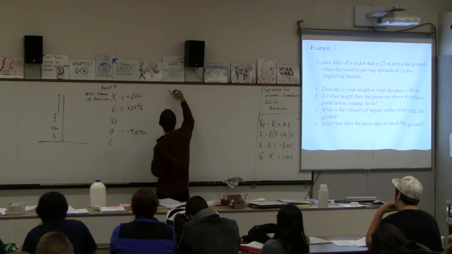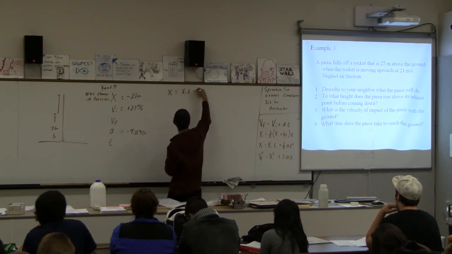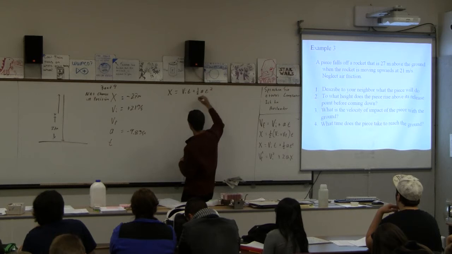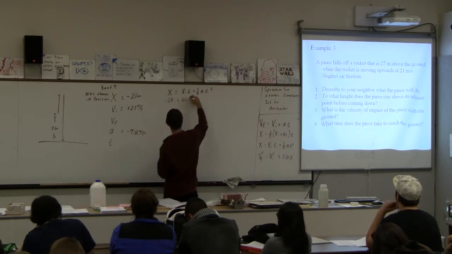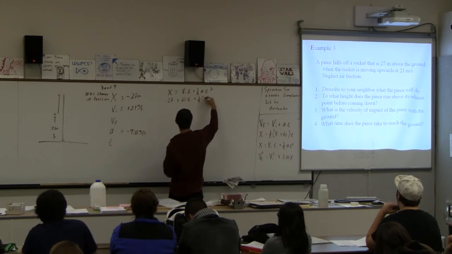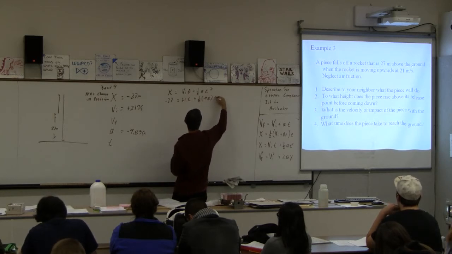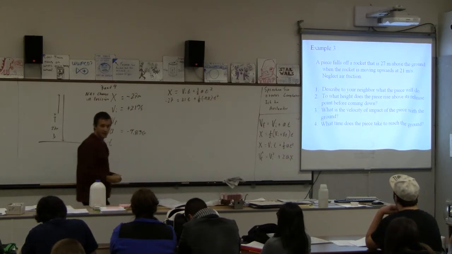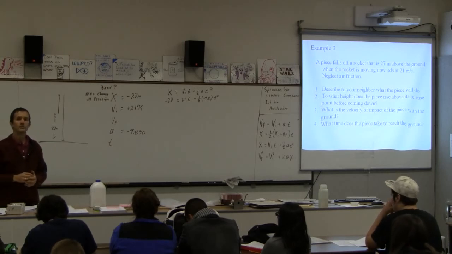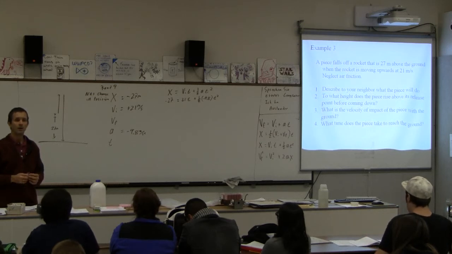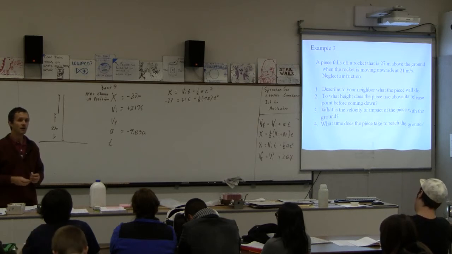Okay. So we'll go x is v_i t plus 1/2 a t squared. And then we just plug the numbers in. Minus 27 is 21 times t plus 1/2 negative 9.8 t squared. And we just solve that for t, yes? Why do I probably not want to do that? Is that easy to solve for t? Or do we have to do the quadratic equation?